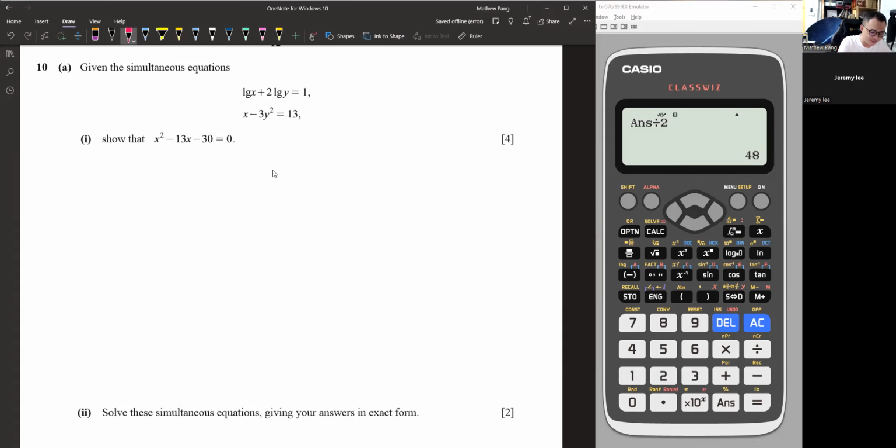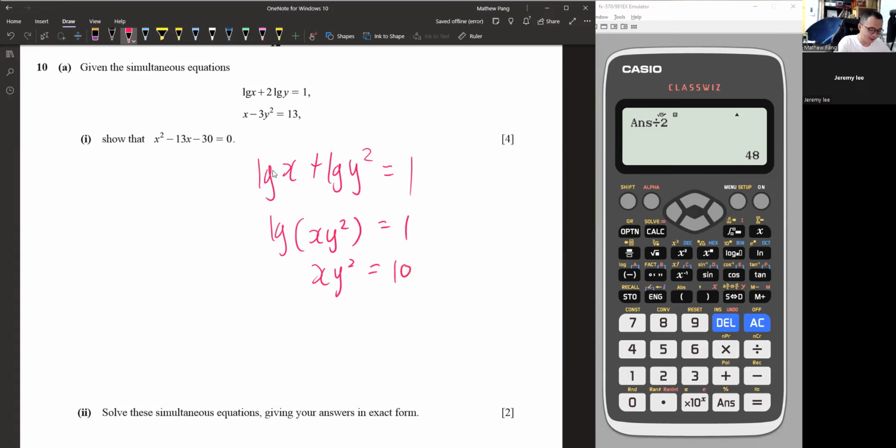Okay, this log question, very easy. Normally, I will just factorize out the log 10 from the first equation. But before you factorize out the log 10, you need to make sure there's no number in front of the log. This is y, 2, I'm going to move out, becoming y squared. So factorize out the log, plus becomes multiply. Then log 10 moves to the other side, I will get 10 power 1, which is 10.